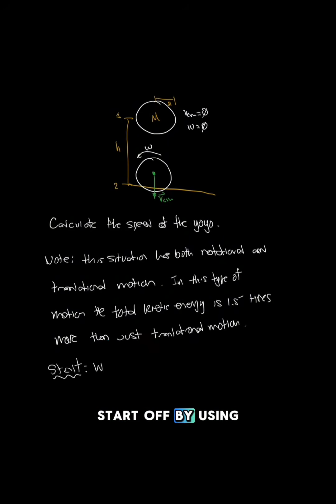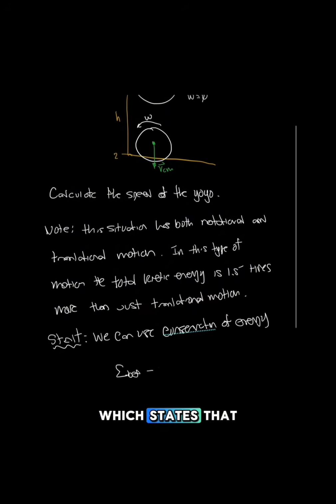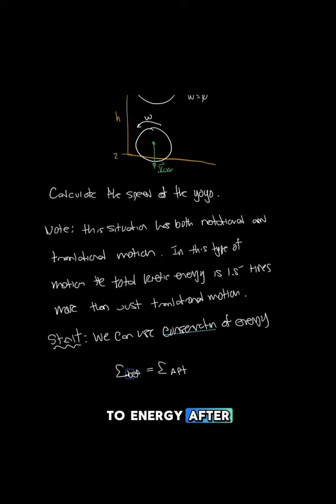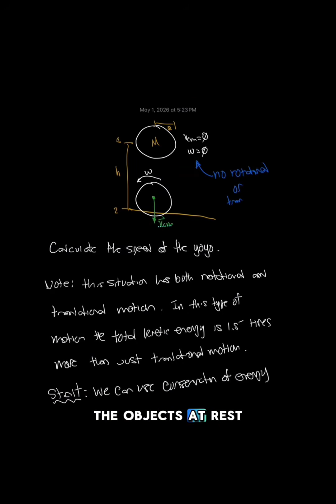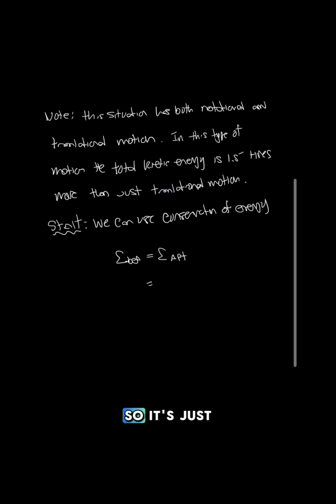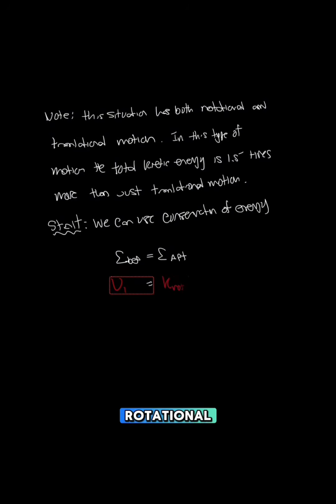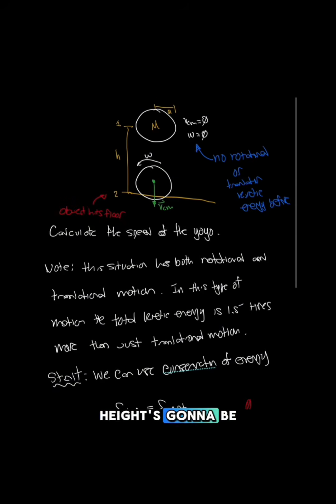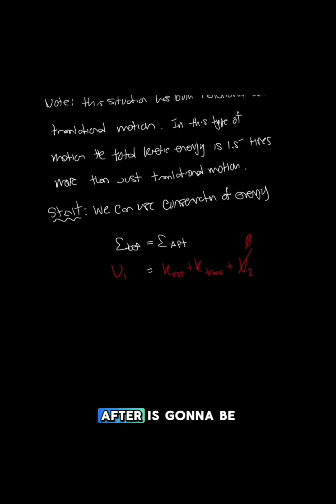Noting this, we can start off by using the conservation of energy, which states that the energy before is equal to energy after. At the start of the motion, the object's at rest, so we don't have any kinetic energy, so it's just potential energy before. And then after, we have the kinetic energy from rotational, kinetic energy from translational, and we have the potential energy after. But looking at the diagram above, we can see that height is going to be equal to 0, and so the potential energy after is going to be equal to 0.